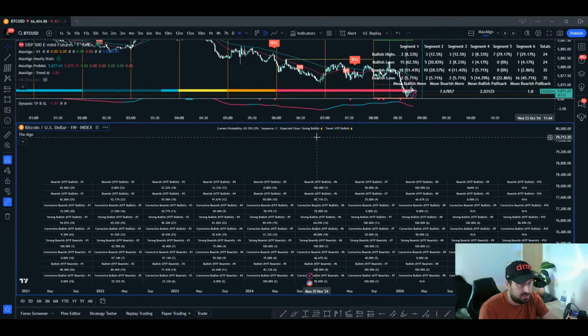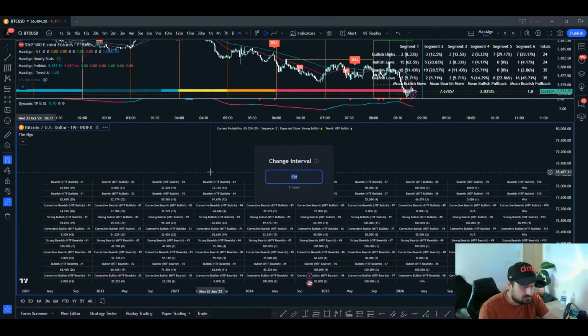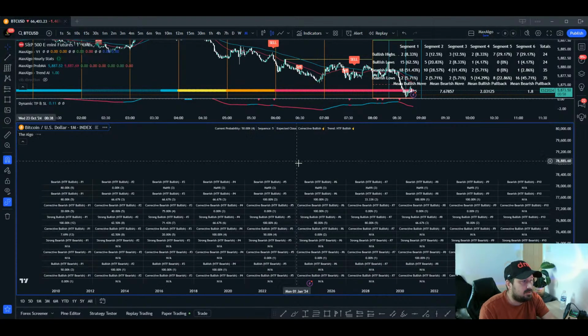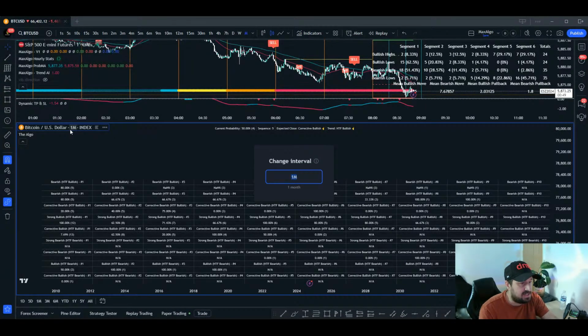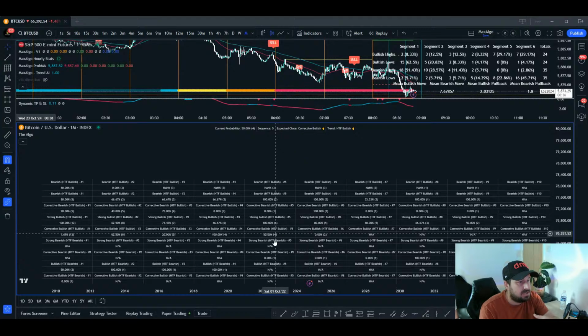There's a 65% probability that Bitcoin's going to close bullish this week. We can go to the monthly. Right now we're corrective bullish on Bitcoin, with no high probability on the month at the moment. And obviously, if there's enough data, you can move into yearly. Let's do 3 months if we can. No, I don't have to select it on the main time frame. So you can go up through any of the time frames as long as there's enough data.